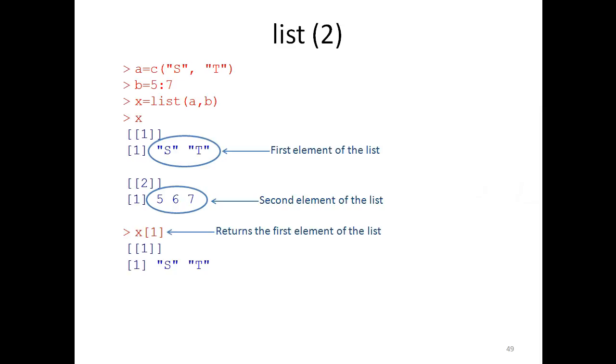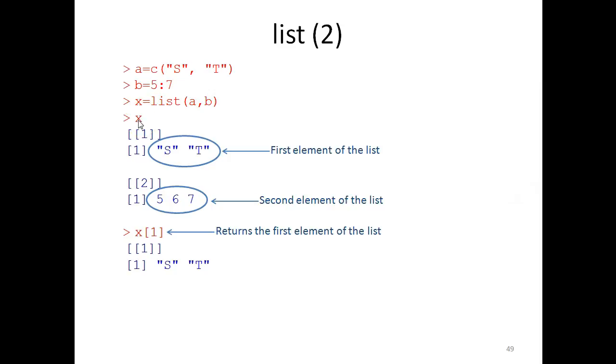In this example, I'll create a list with two objects, and first of all I create the objects. Object A, which is a character mode vector containing the letters S and T, and then we have a vector B containing the numbers 5, 6, 7, so it's of length 3. And then I combine these into a list called X, and I create X by writing X equals list, the command list, and then I give the contents A, comma B in this case.